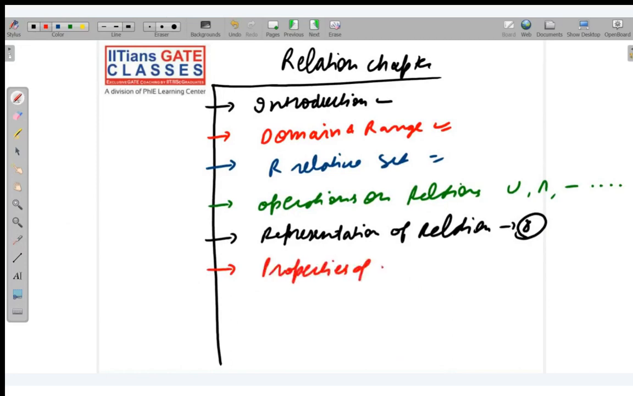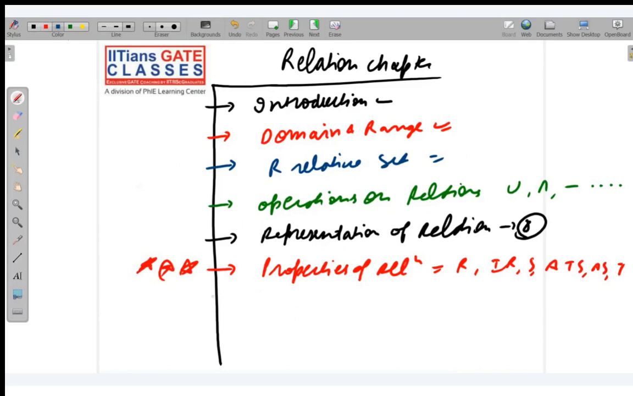Properties of relations, I think you have heard of them: reflexive, irreflexive, symmetric, anti-symmetric, asymmetric, and transitive. Let me write it in the shortcut manner. A total of 6 we will study, and these properties are obviously very important. Almost every year you will find one question from these properties.